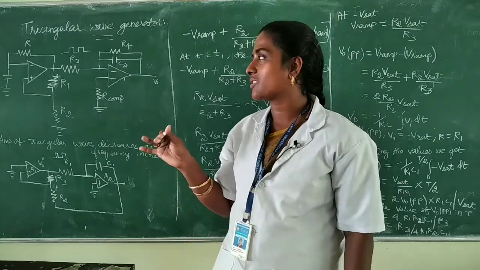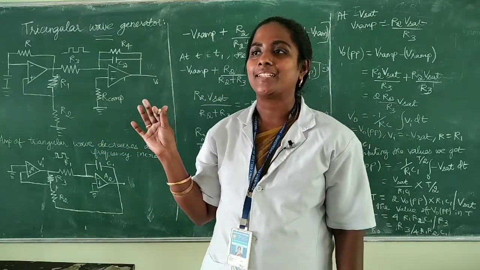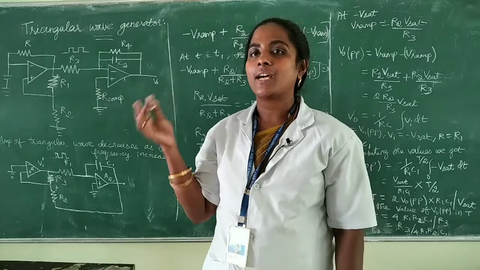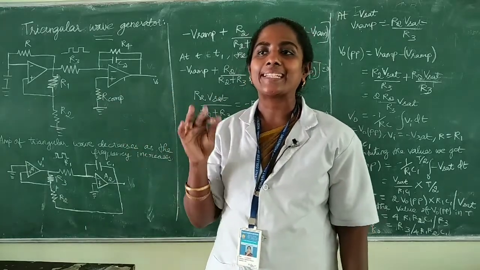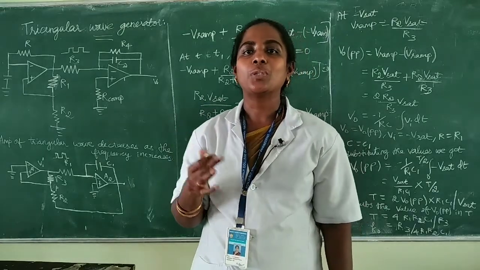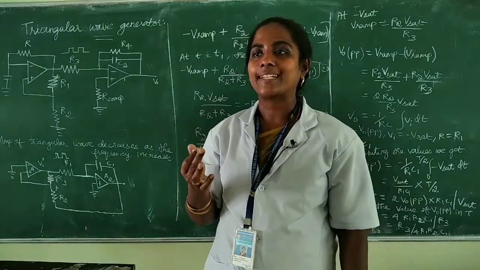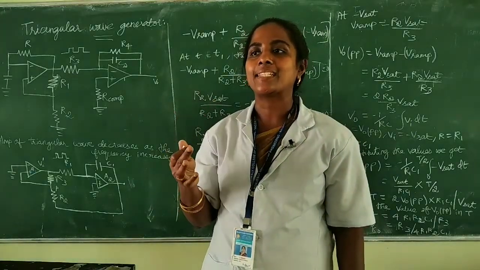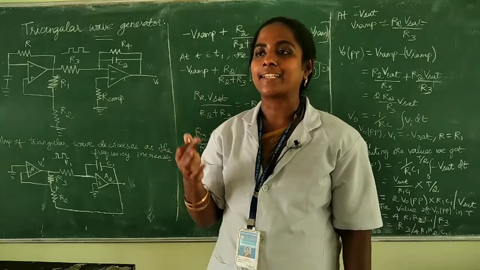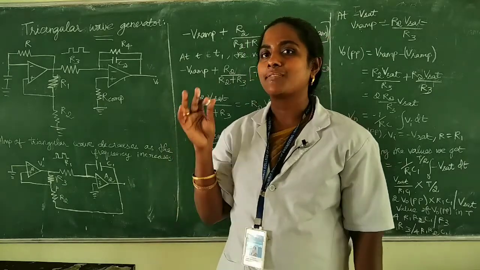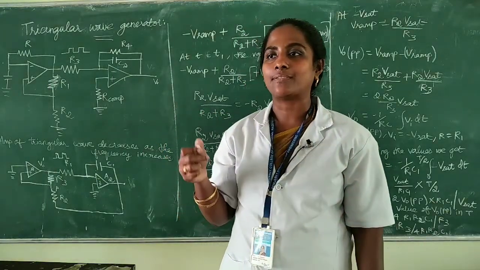Today I am going to teach about the triangular wave generator. This triangular wave generator is nothing but we are going to generate a triangular wave. In order to generate a triangular wave, we have to integrate the square wave. So first we have to generate a square wave, next we have to integrate the square wave and we will get the triangular wave.